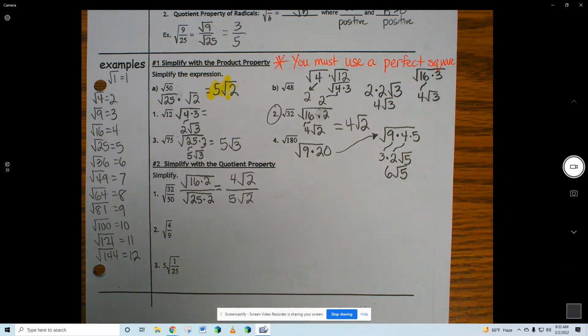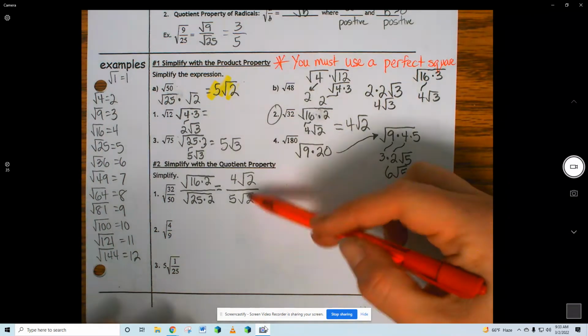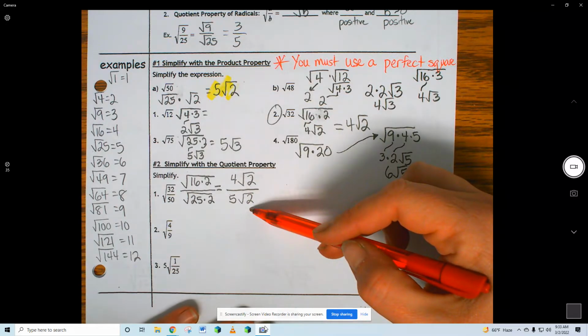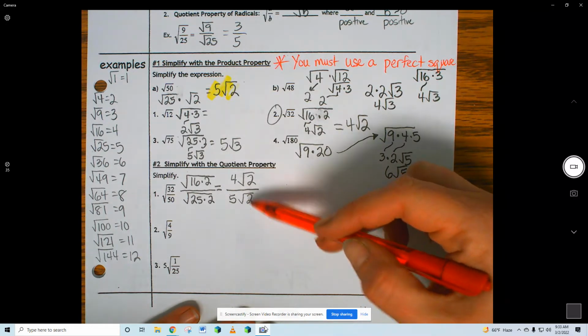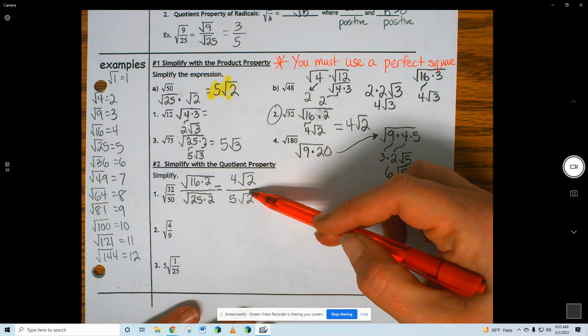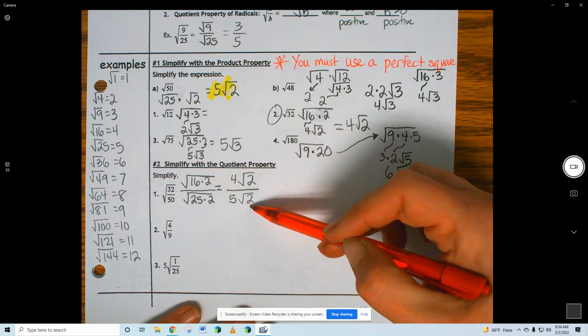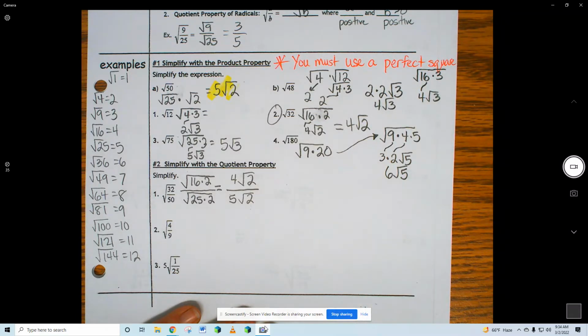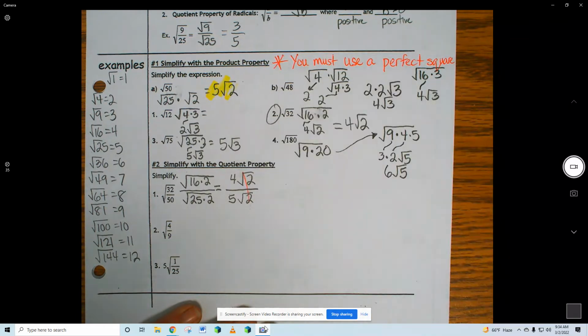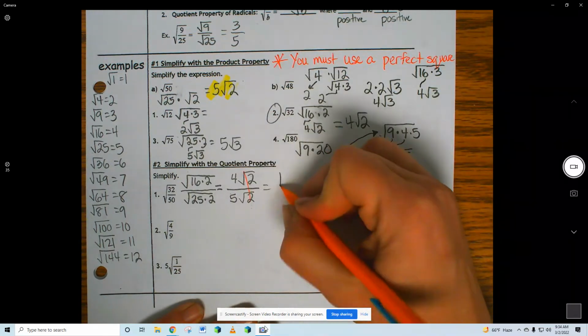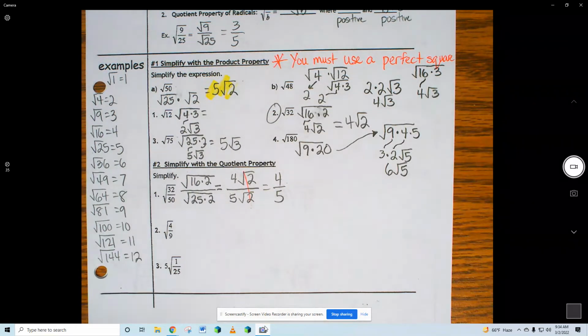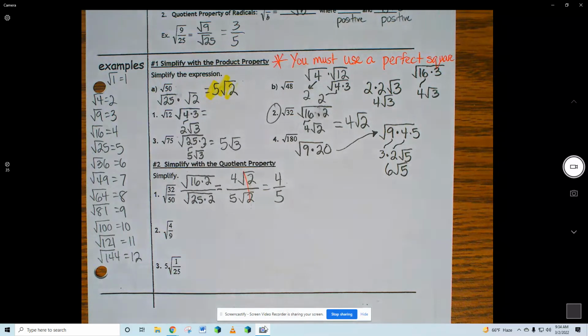By the way, what happens when I have the same thing over itself? Something over itself. 8 over 8. 10 over 10. Z over Z. J over J. Rad 2 over rad 2. Aren't they 1? So I don't have to include that. It cancels out because it becomes just like 1. My answer is 4/5.